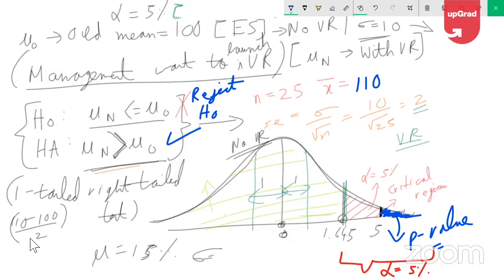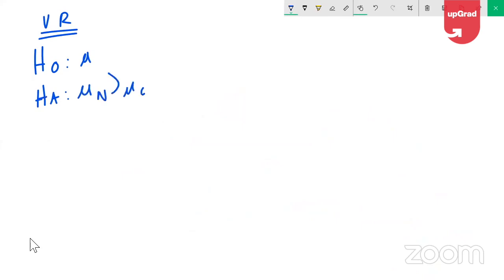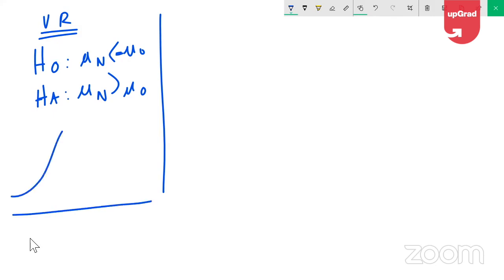Okay. In a very simple context, what are we saying? We are saying that there are three types of hypothesis conditions you can actually have, right? So from the perspective of VR, virtual reality, this is the problem that we actually solved, where the management is trying to figure out, should I launch VR? So what is your alternate hypothesis? Alternate is always what you're trying to prove, right? And here, the kind of test that you always set up is a one-tailed right-tailed test. You always want to check in this direction.